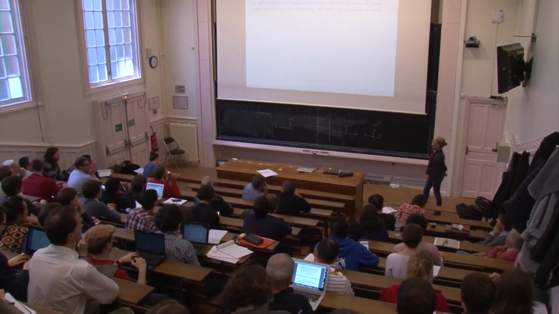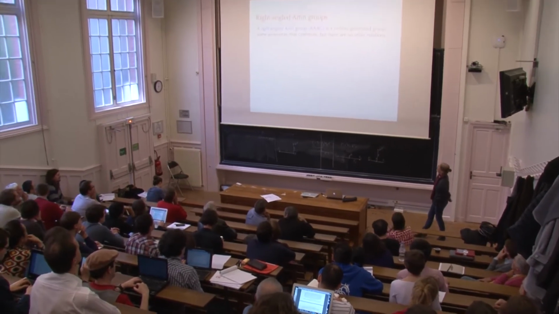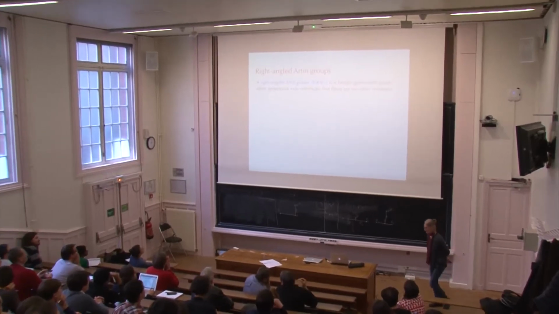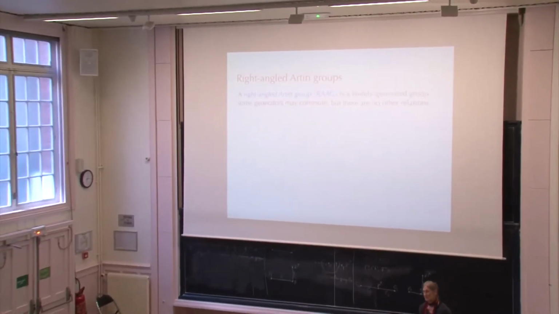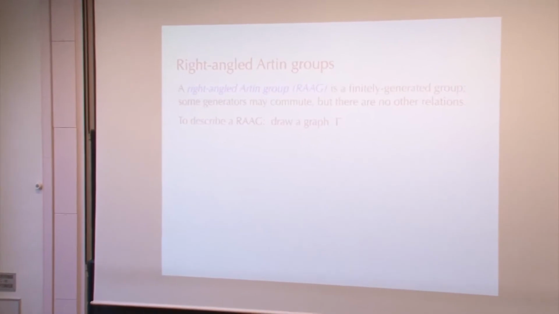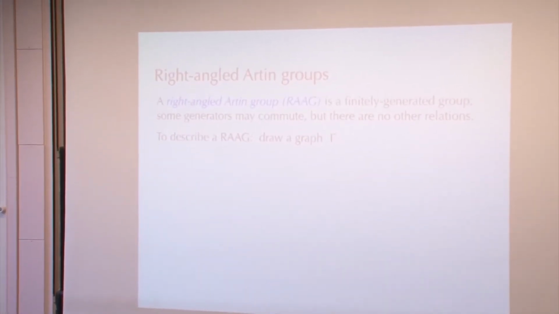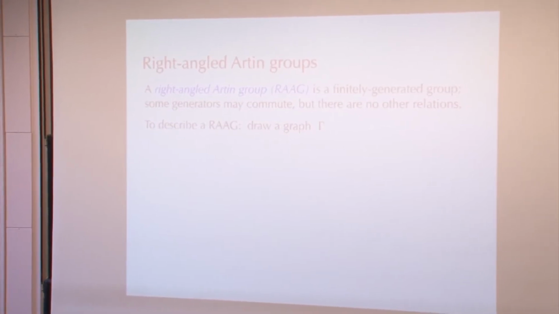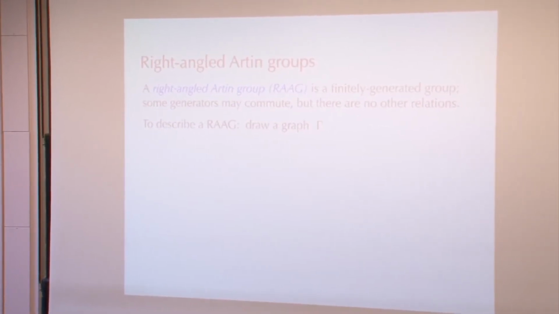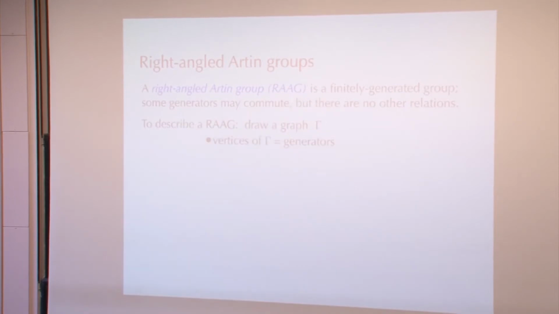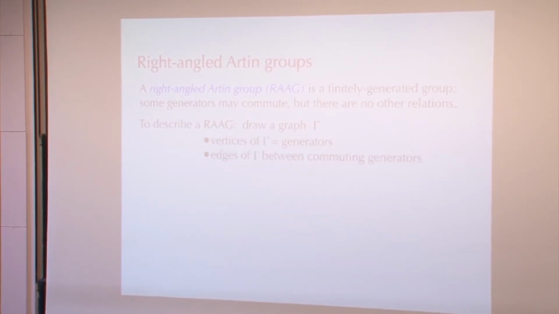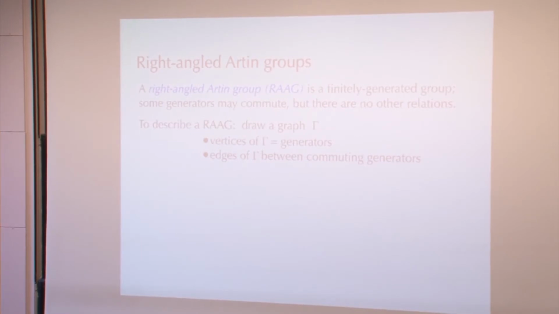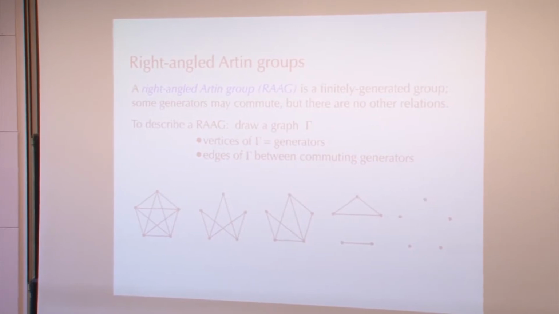They're very simple groups. They're finitely generated groups, and some of the generators commute, and that's the whole presentation for the group. So in order to describe this, you usually draw a graph, a simplicial graph, meaning there's no loops or multiple edges. The vertices correspond to the generators, and you draw an edge between two generators if the generators commute, and that completely describes your group. So here's some examples.